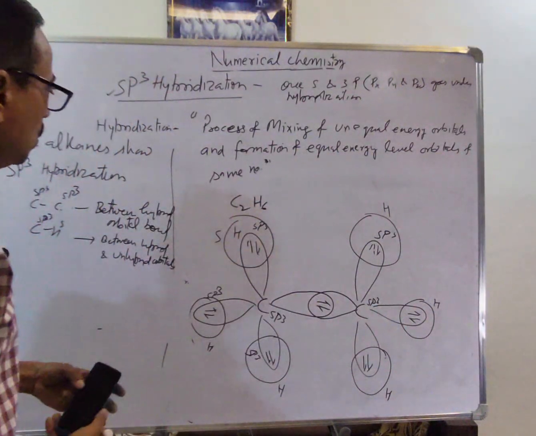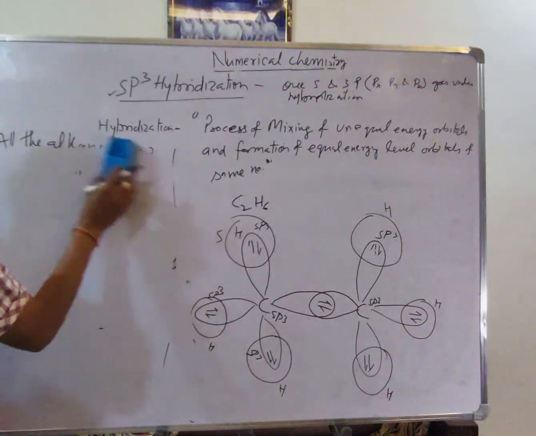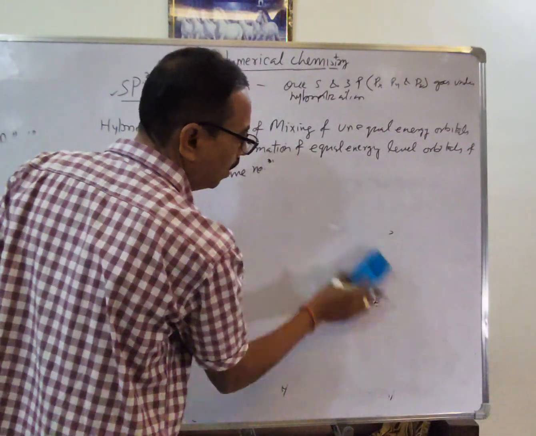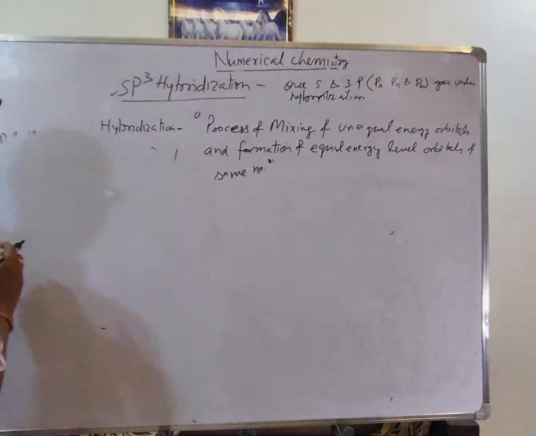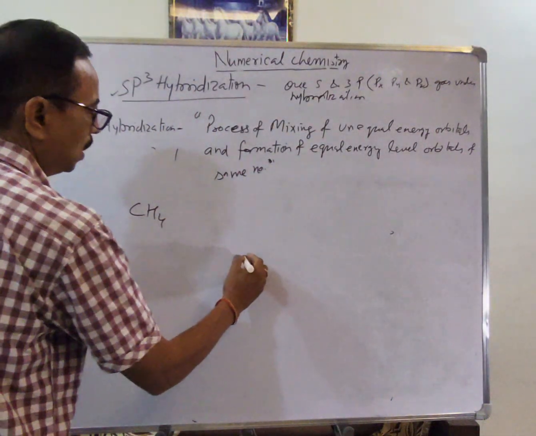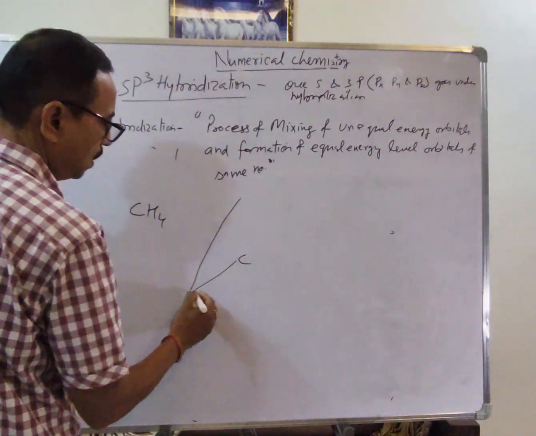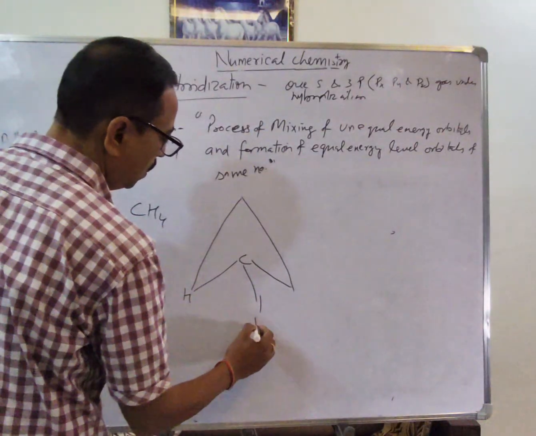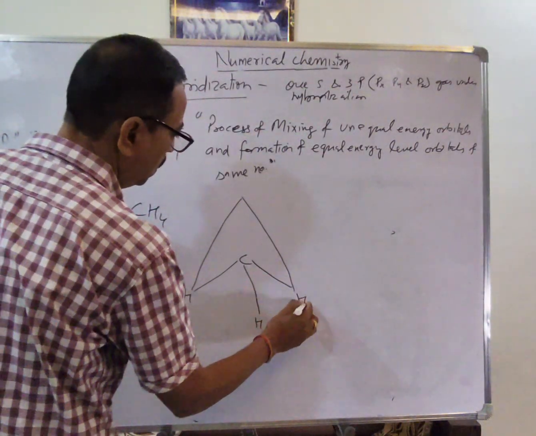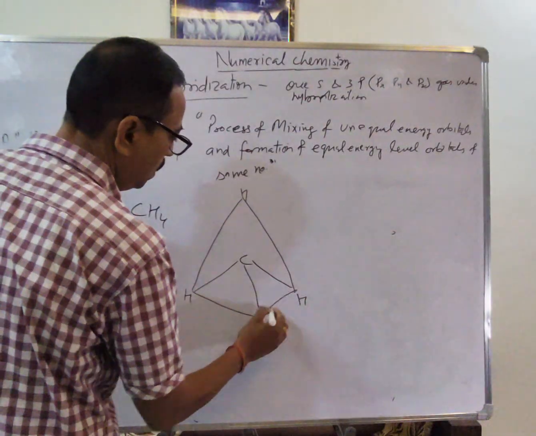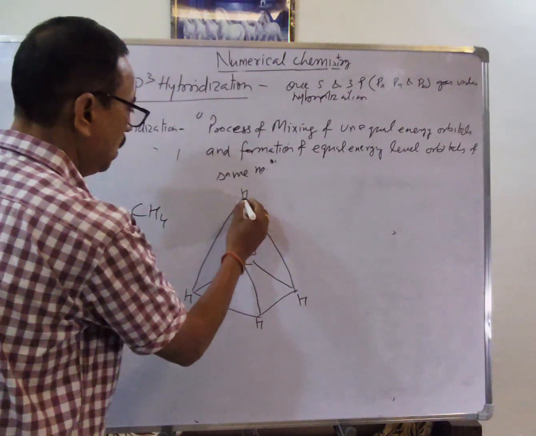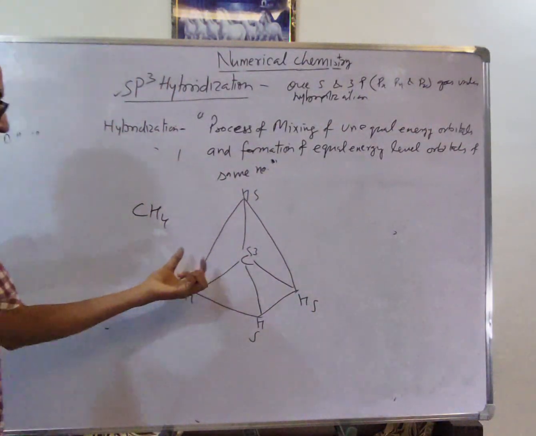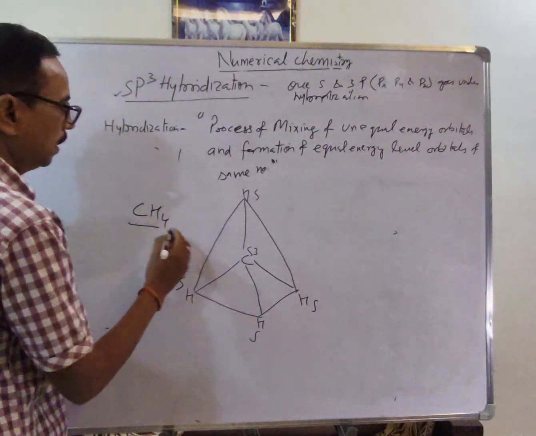Here one thing you must note, so write down some points about sp3 hybridization. The bond angle in case of methane: if you see, the methane is such. This is hydrogen, this is hydrogen, this is hydrogen, this is hydrogen. This is sp3, this is s. Such is the structure of methane.